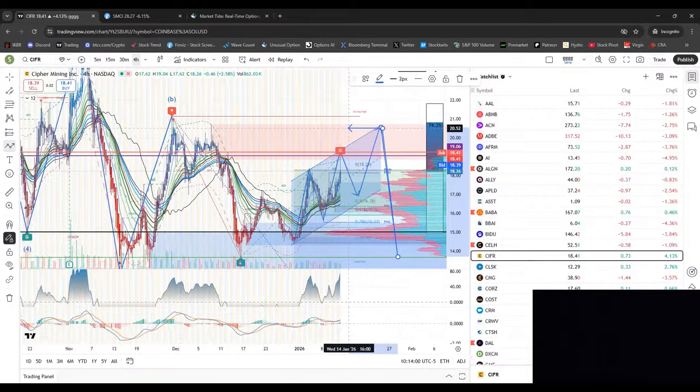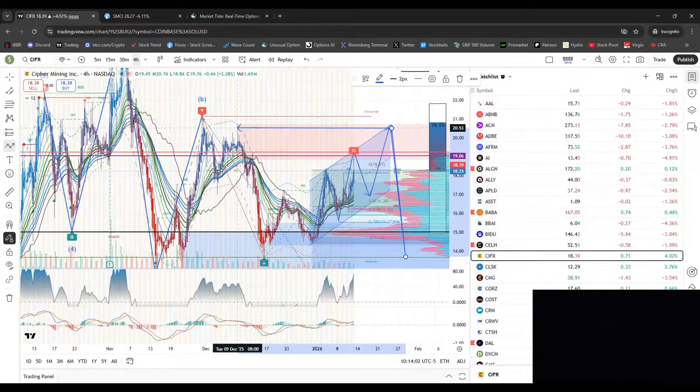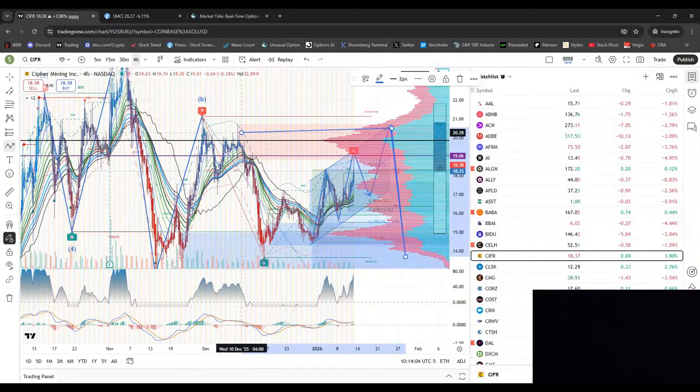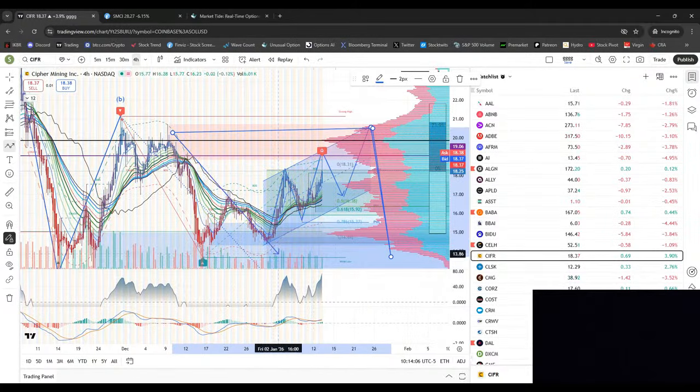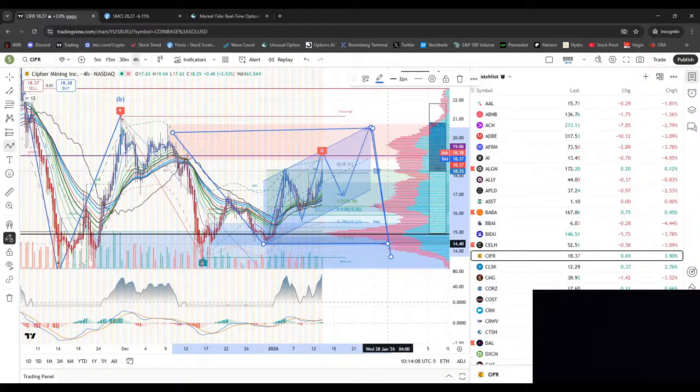Okay, so make sure you know that. And this point will be the equal high of this liquidity right here, and then we'll go for the down liquidity right here. So you know where the price is going. Cipher: retrace, then bounce, and then double dip.